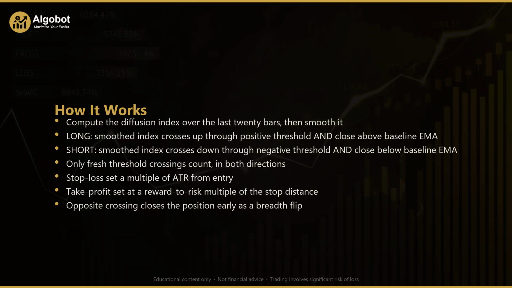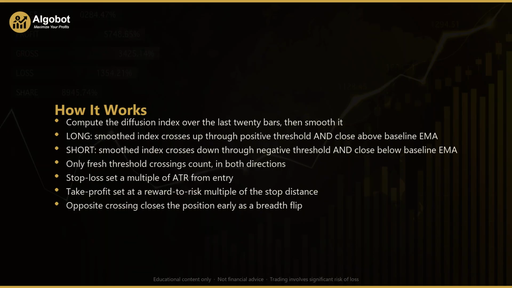Now let's walk through the exact decision process, step by step. On each newly completed bar, the strategy rebuilds its diffusion index. It counts how many of the last 20 bars have positive short-term momentum versus negative, and it turns that into the sign breadth reading between -1 and +1. It then applies a short exponential moving average to smooth that reading.